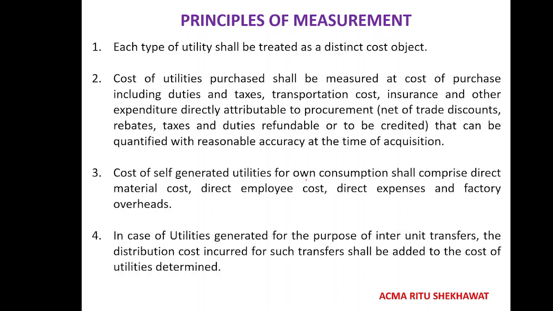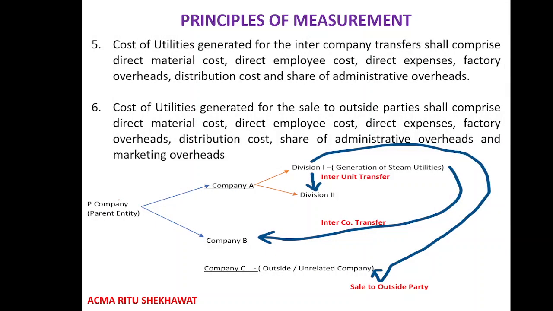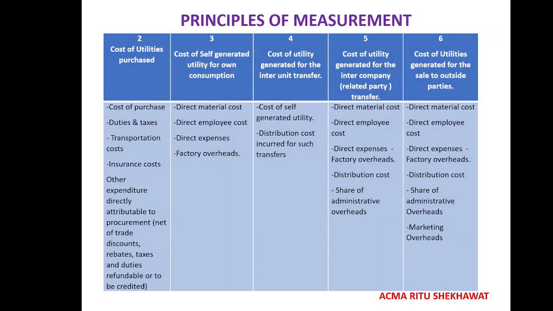The first point says that each type of utility shall be treated as a distinct cost object. So the Cost Accounting Standard says whatever the utility is, whether water, steam or electricity, each is the cost object on which we have to do our costing as per Cost Accounting Standard 8. Next is point number 2. For points 2, 3, 4, 5, 6, I made a table for better and simple understanding.